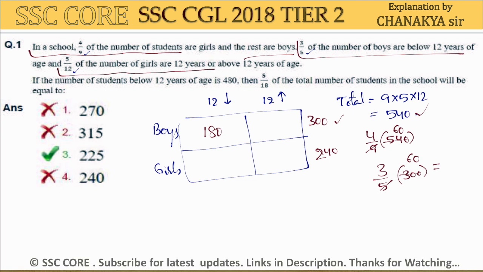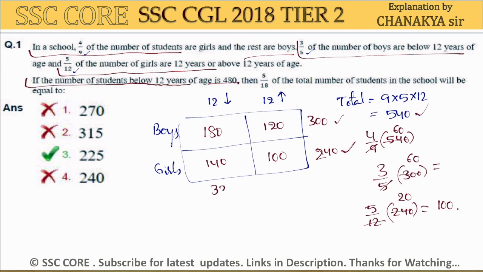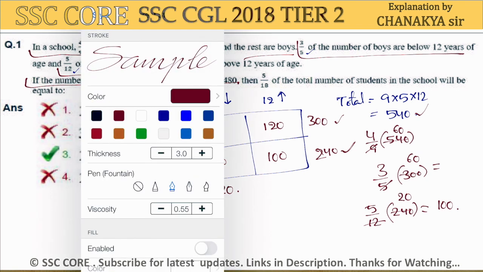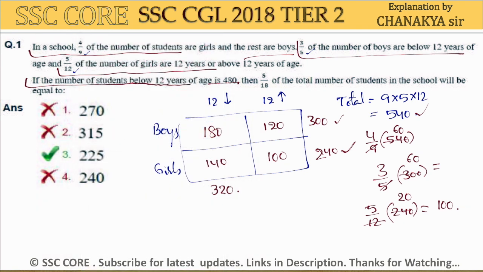5 by 12 of the number of girls are 12 years or above. 5 by 12 of the number of girls 240, that is 20 times 5, 100. 100 girls are 12 years or above 12 years. From that, we can tell the remaining 120 boys are 12 years or above, and the remaining 140 girls are below 12 years. According to our calculation, the number of students below 12 years is 320, which is given as 480 in the problem.